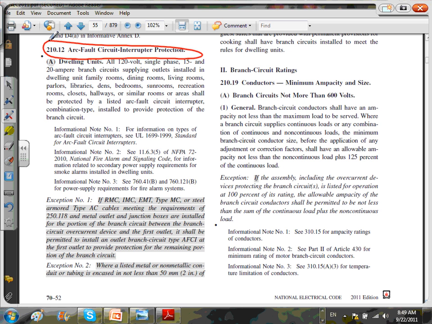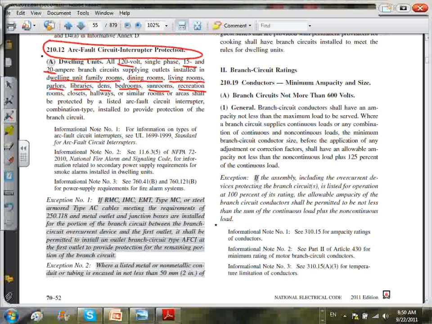The locations that you need to install it in the dwelling unit: family rooms, dining rooms, living rooms, parlors, libraries, dens, bedrooms, sunrooms, recreation rooms, closets, hallways, and similar rooms and areas shall be protected by a listed arc fault circuit interrupter, combination type, installed to provide protection. Any questions about these? This is where it tells you where you need an arc fault circuit interrupter. Basically, if you look at these areas, you need them in every location where there is no GFCI.